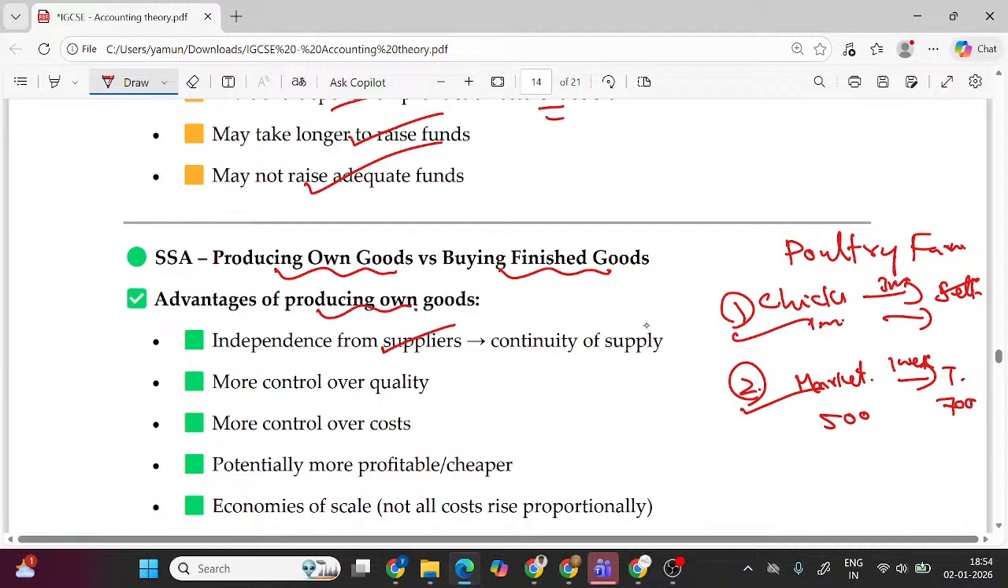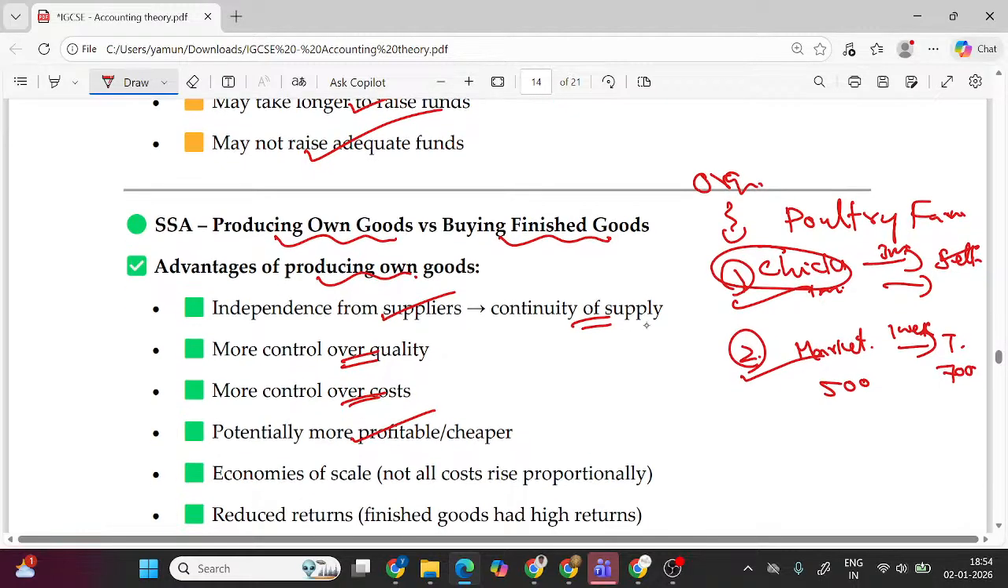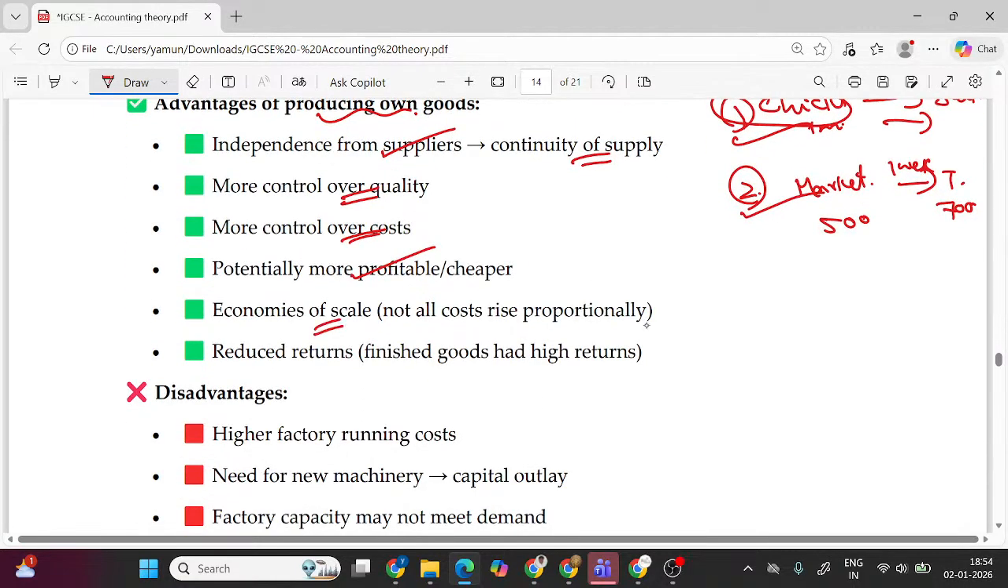Independence from supplier. Continuity of supply. If I'm having the chicks, then I can grow the chicks organically. Am I right? More control over quality, more control over cost, potentially more profitable or cheaper. Economies of scale, so not all price, not cost price proportionally. And reduced returns. Finished goods had high returns.